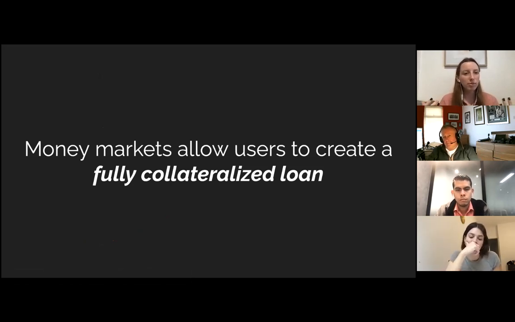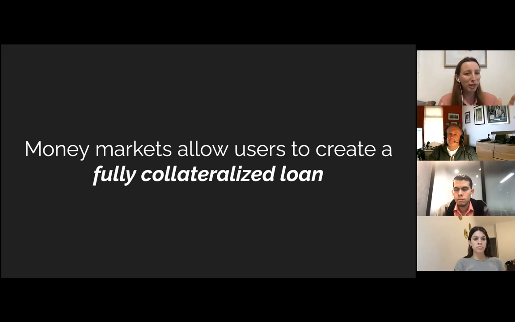So if you think in a traditional market, if you want to buy a house, you go to the bank and you say, here's proof that I earn a salary. Can you please lend me the money to buy a house? And they're like, cool, right? That's a partially collateralized loan. So a fully collateralized loan would be going to the bank saying, I have all the money to buy a house, please lend me the money to buy a house.